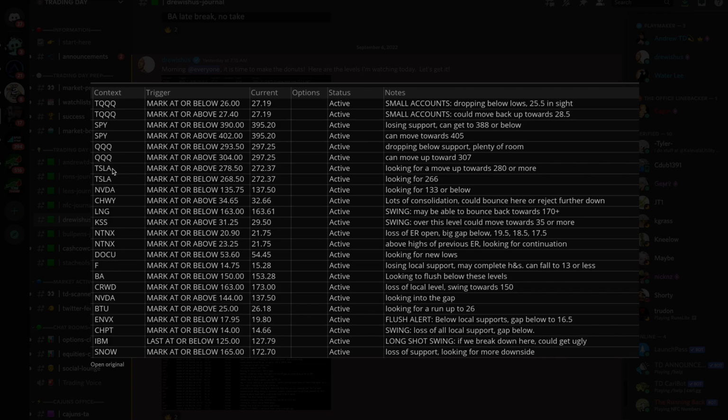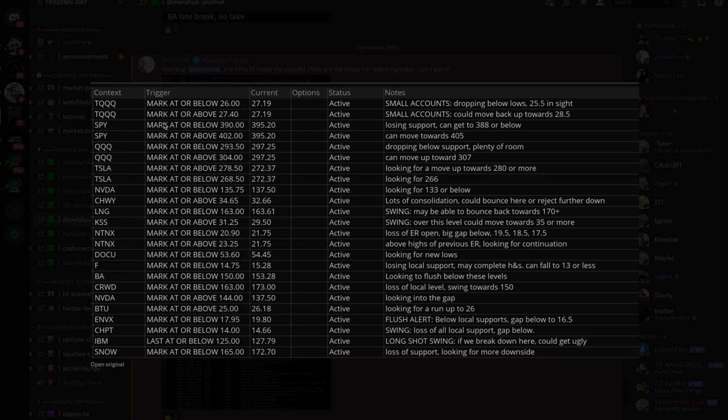So if that's TQQQ or Tesla. The trigger column here tells you what it is that I'm looking for that ticker to do. In this case, I want my broker to alert me if TQQQ goes below, right? So if the mark goes below $26, I want TQQQ to give me an alert and tell me to go pay attention to it because it's gotten to a level that I'm interested in.